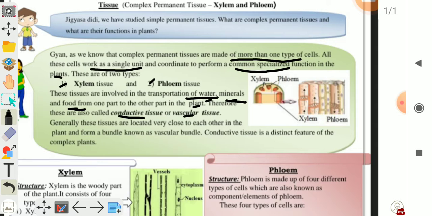Generally, these tissues are located very close to each other in the plant and form the bundle. That is why they are also called vascular bundle. Conductive tissue is a distinct feature of the complex plants.